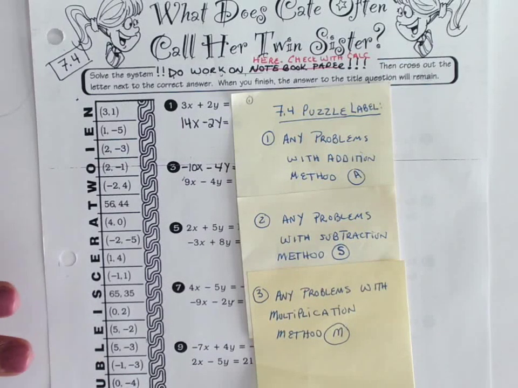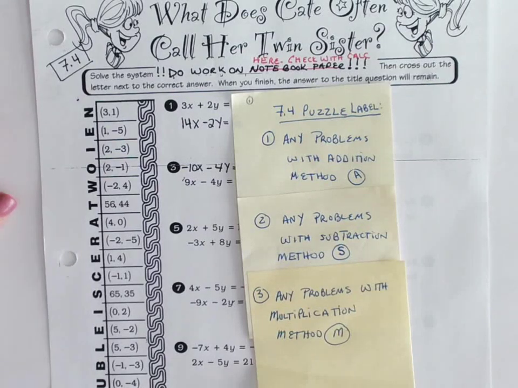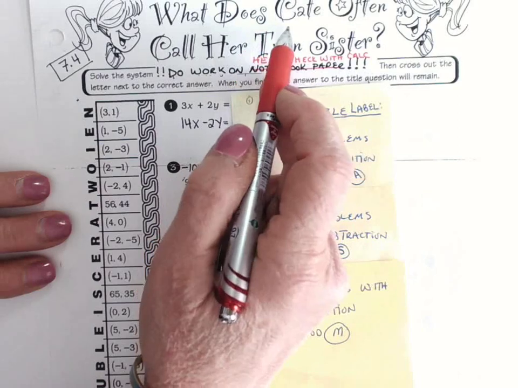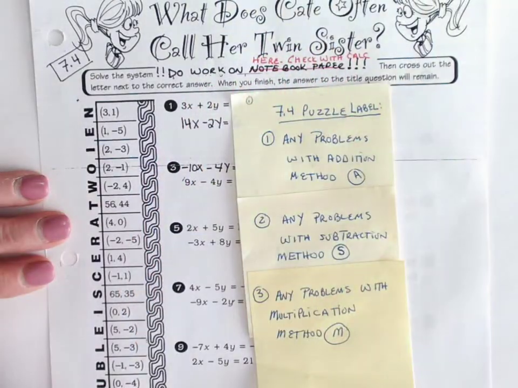Hello, this is Mrs. Groves, and we're going to do some more problems on solving systems using the elimination method. For this puzzle, what does Kate often call her twin sister?